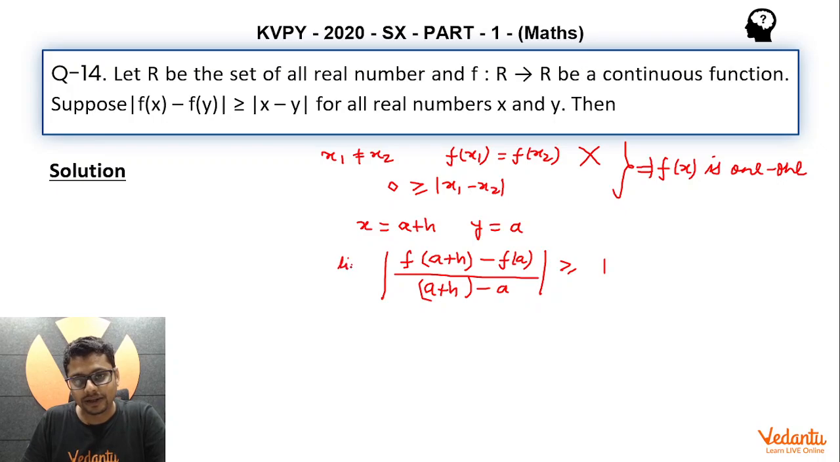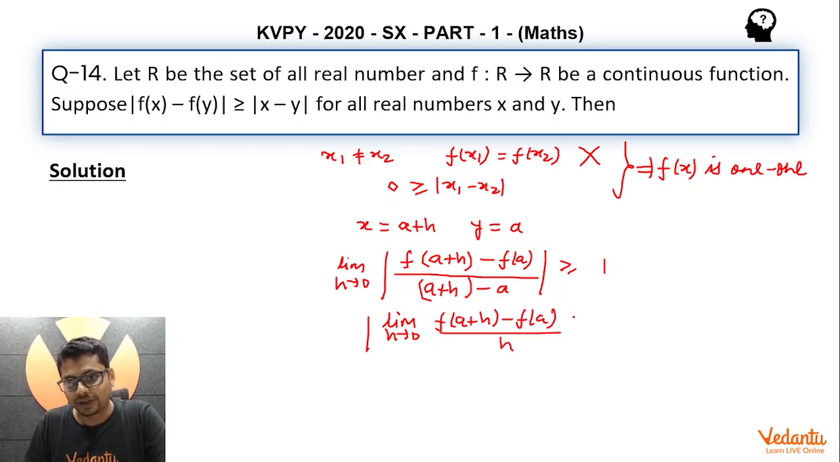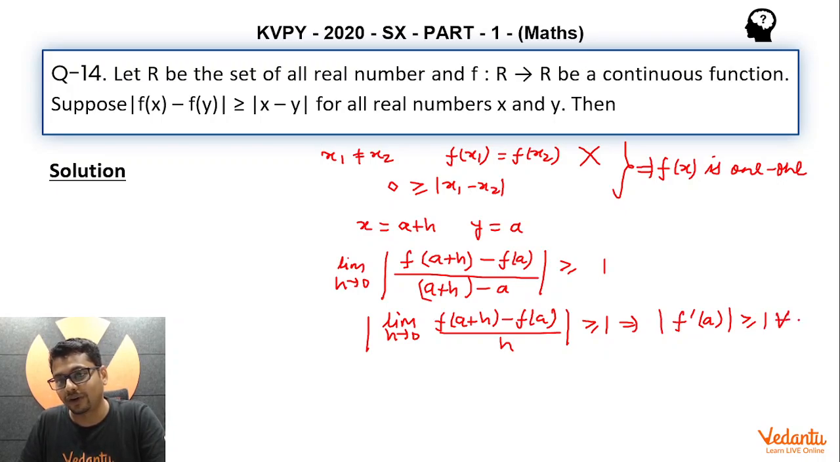Now let me take the limit h tending to 0 on both sides. On the right hand side, it is the constant 1 anyway and it would remain so. And since the modulus function is a continuous function, you may take this limit inside. So mod of the limit h tending to 0 of f of a plus h minus f of a divided by h is greater than or equal to 1. This essentially means mod of f prime a is greater than or equal to 1. Now since this expression holds for every x and every y, it will hold for every a. So mod of f prime a is greater than or equal to 1 for every a.